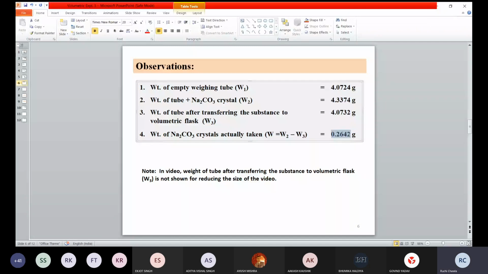In order to weigh 0.2642, what denomination of weights will be used? Or let us not take this one this time. Let us take this one. In order to weigh 4.0732 gram, what denominations of weight you need to take from the weight box. Type the answer in the chat box.